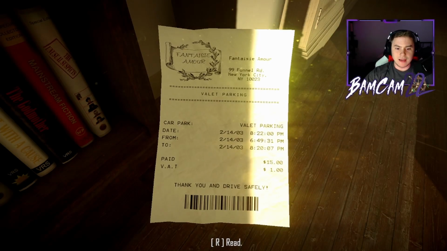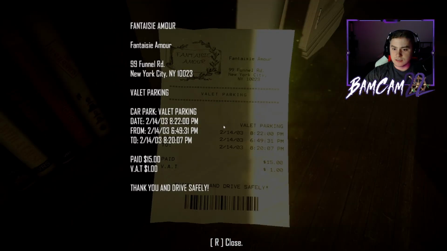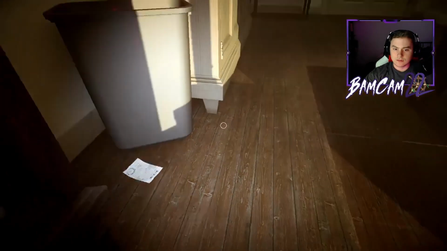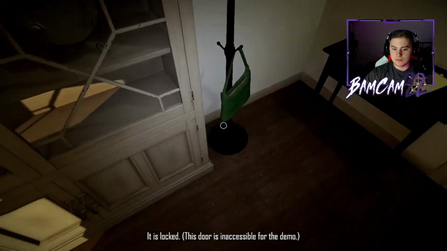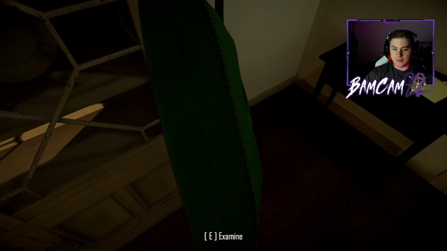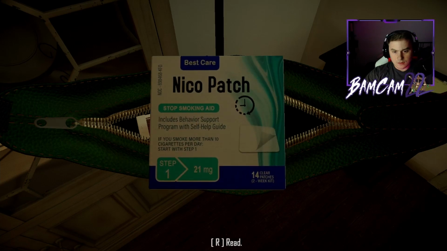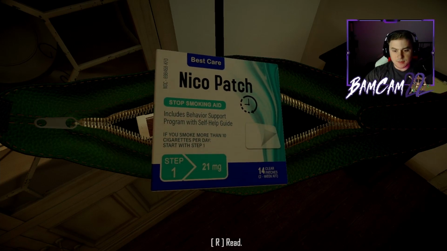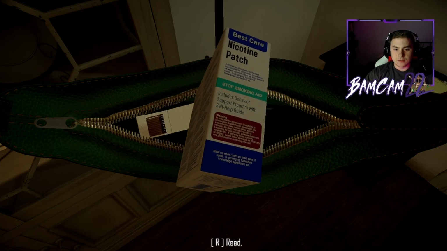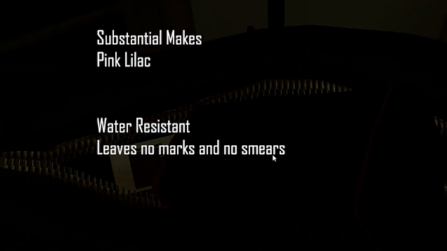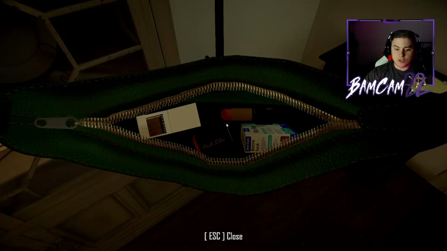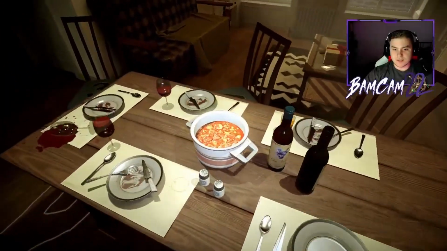Someone was at a valet. February 14th. Okay, we got a purse here. Teen patch to stop smoking. Leaves no marks and no smears. Do any of these have smears on them?